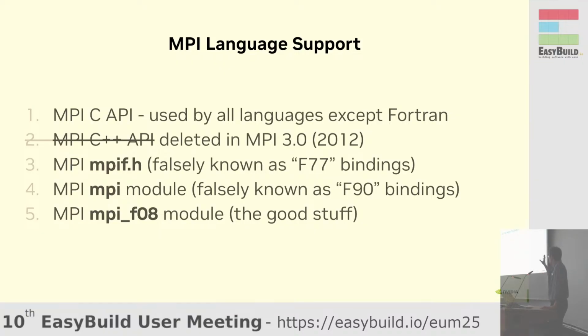There's mpif.h, commonly and incorrectly called the F77 bindings, because if you don't know, MPI_Init has 8 character symbols in it, and that is not compliant with F77, which only mandated 6, which is why BLAS and LAPACK look the way they do, if you've ever wondered why those symbols are so inscrutable. So mpif.h is terrible. The MPI mod is basically the mpif.h API, but in a module, which is slightly better. Commonly incorrectly called the F90 bindings. They're not compatible with F90 either. And then there's MPI F08, which is the good stuff.